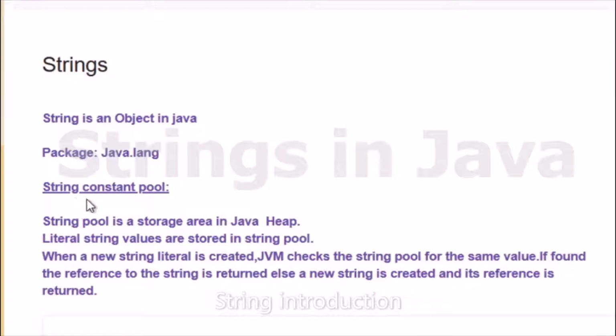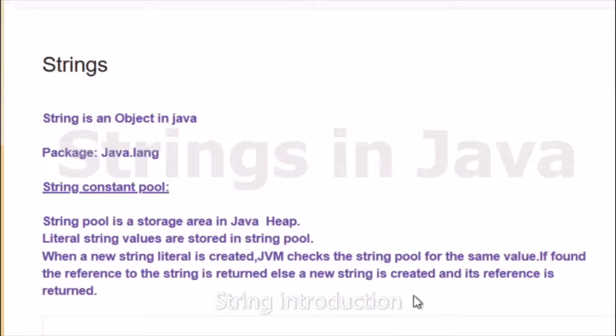Now let's look at the string constant pool. The string pool is a storage area in the Java heap. A heap is a storage area which stores the objects, and the string pool is a part of the Java heap where string literal values are stored.